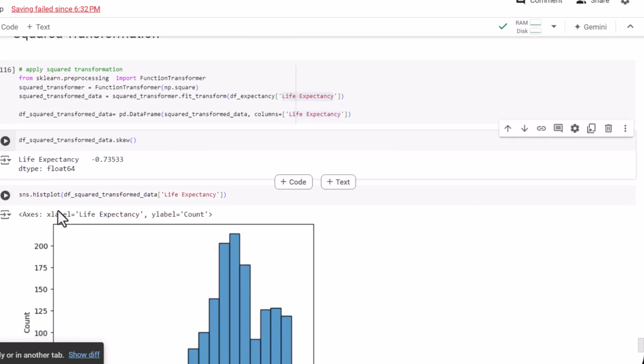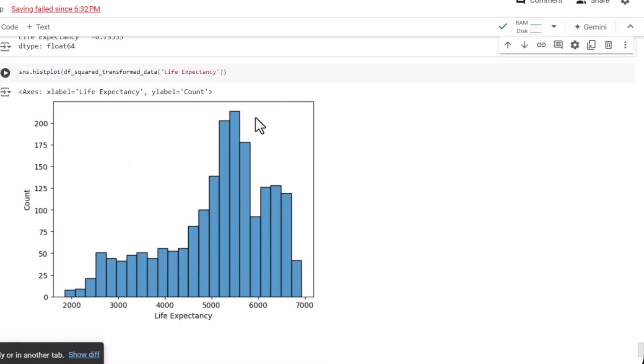So we can see this, and after that we can see that the distribution is fairly normal, and the values have scaled up in this case, as expected, because we are squaring every value. So that was all about the data transformation techniques, and that was all about this tutorial.